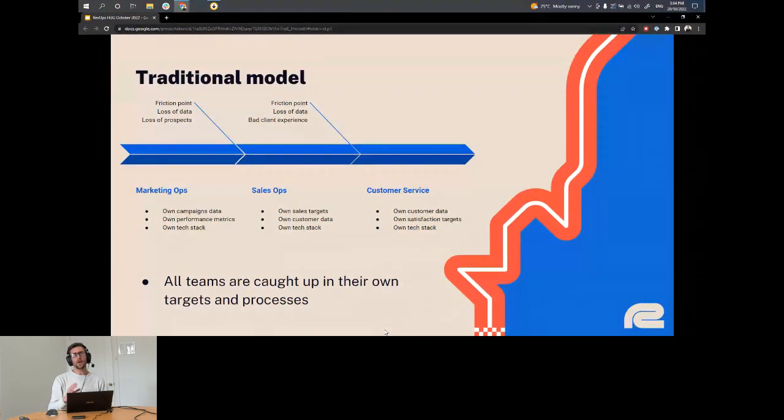So each of the handover points between those teams turn into a friction point where data can be lost or not communicated efficiently between your teams, and prospects or clients can be lost because of it. So basically, in your business, one hand doesn't know what the other is doing, and the final result is that money is left on the table.